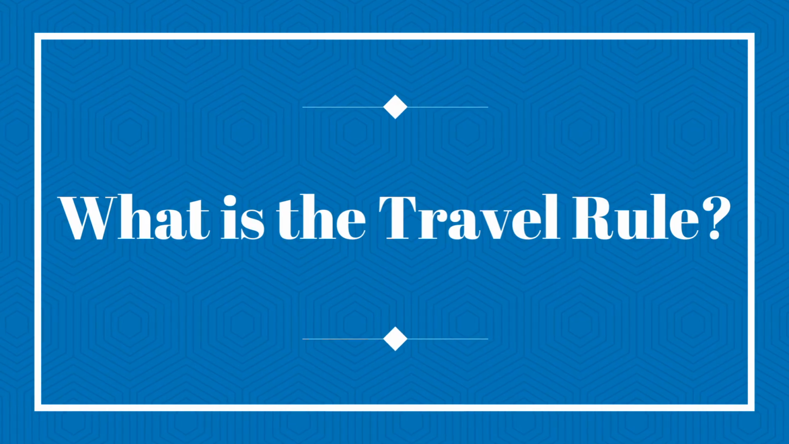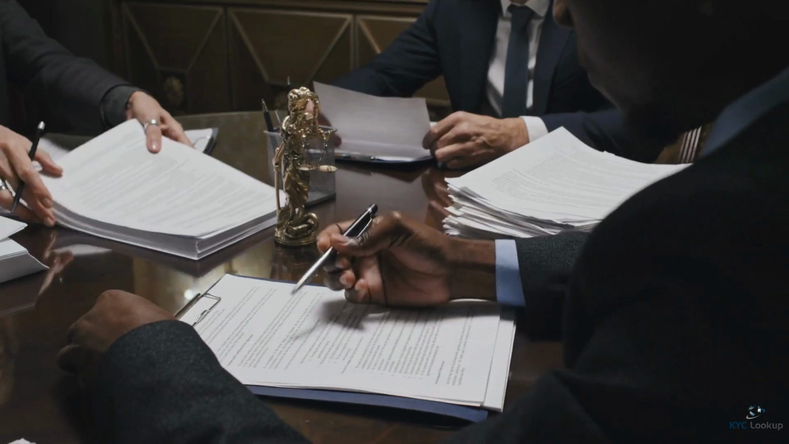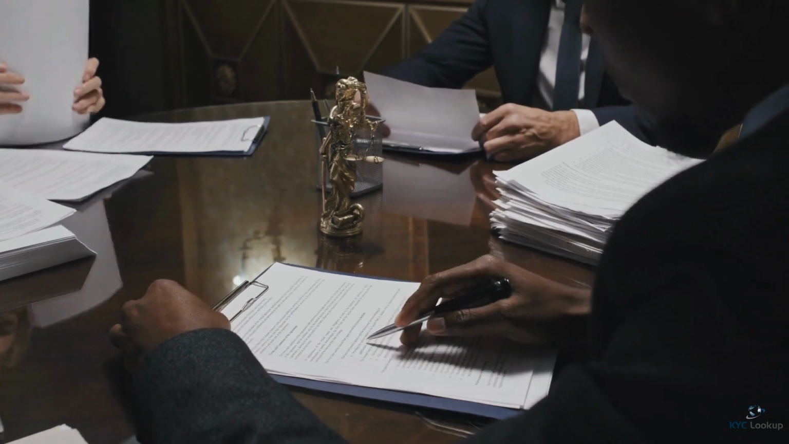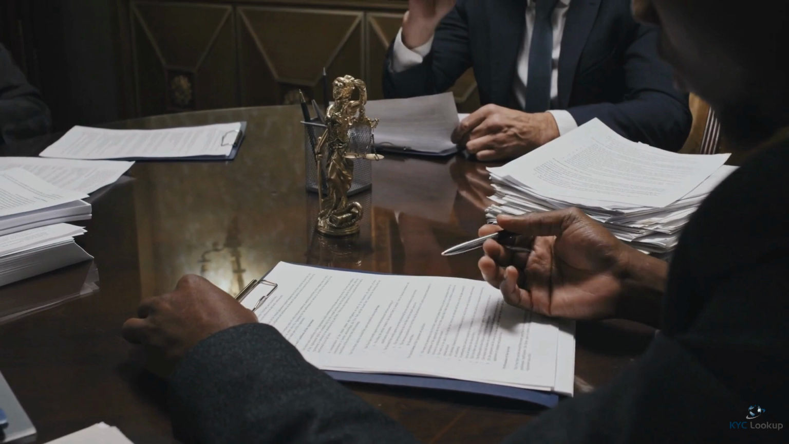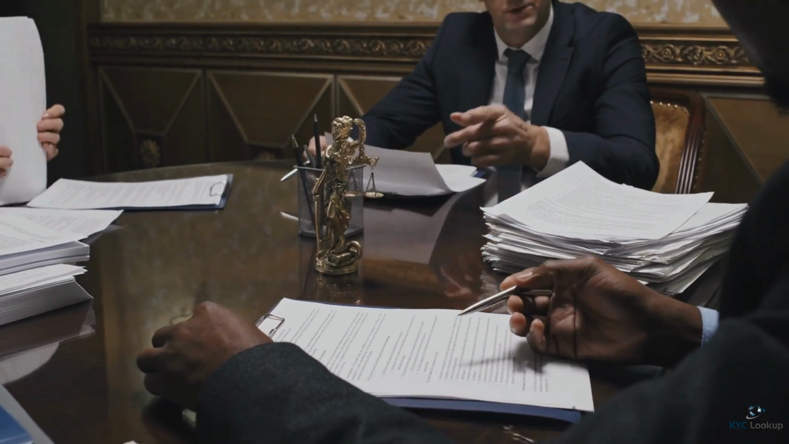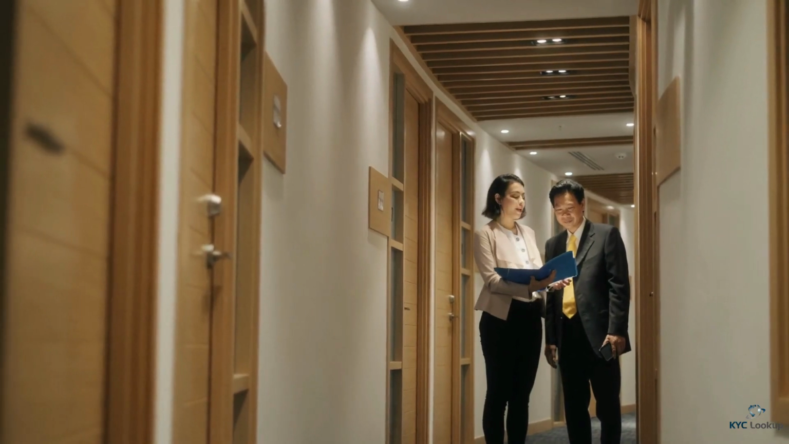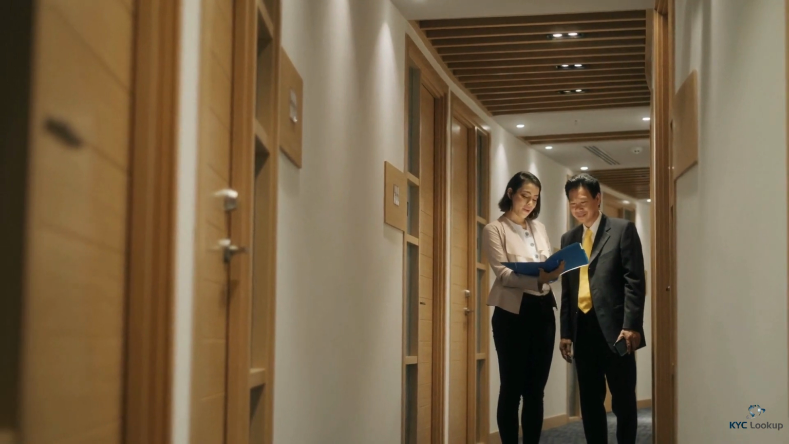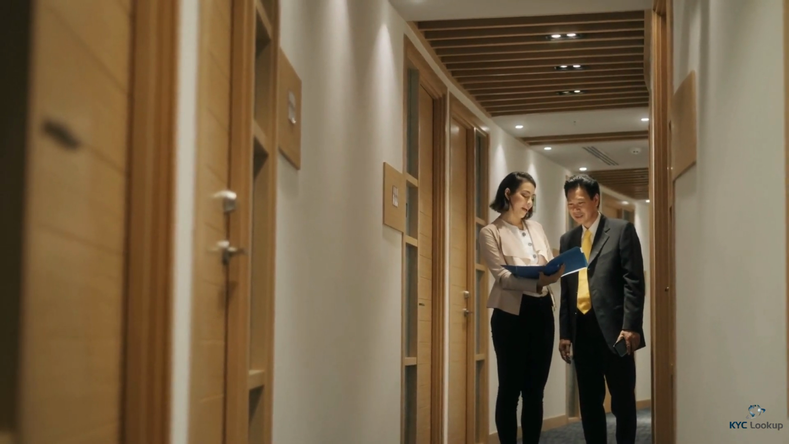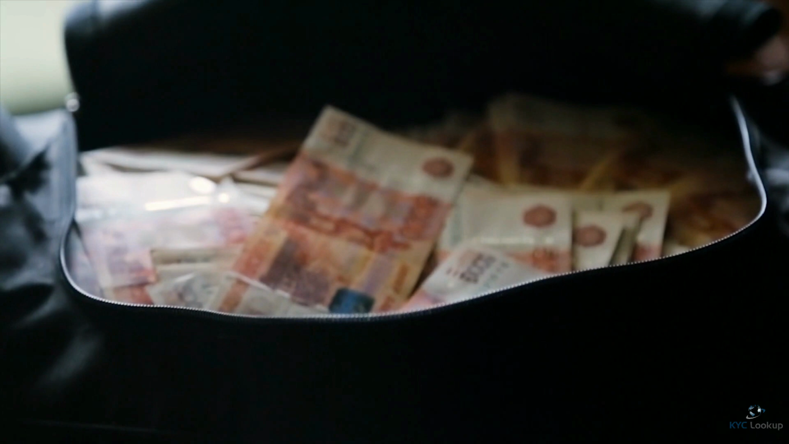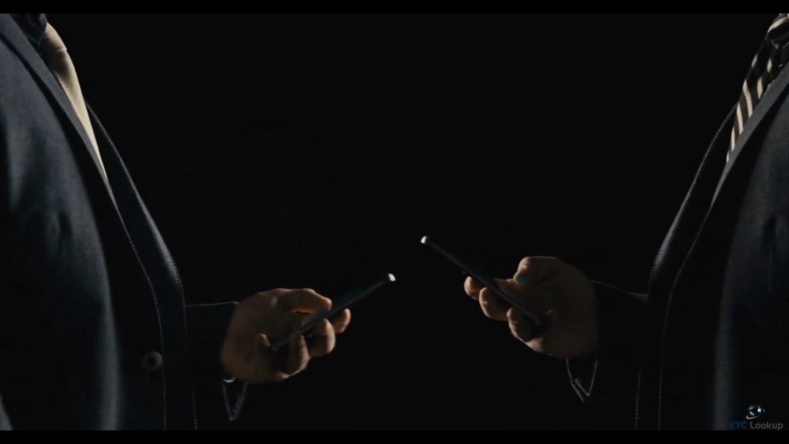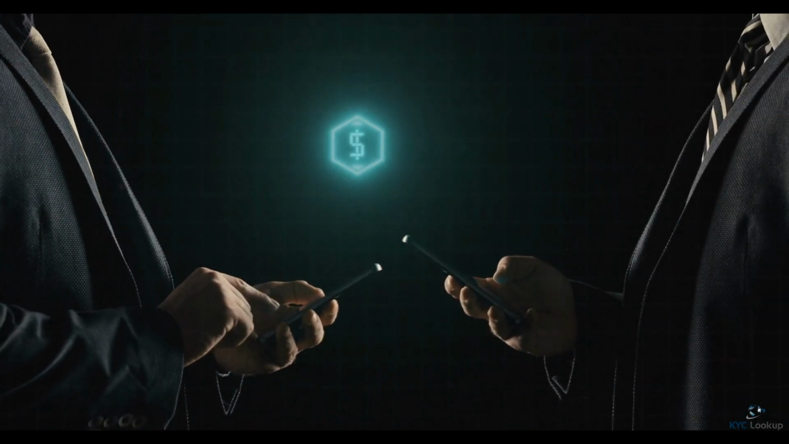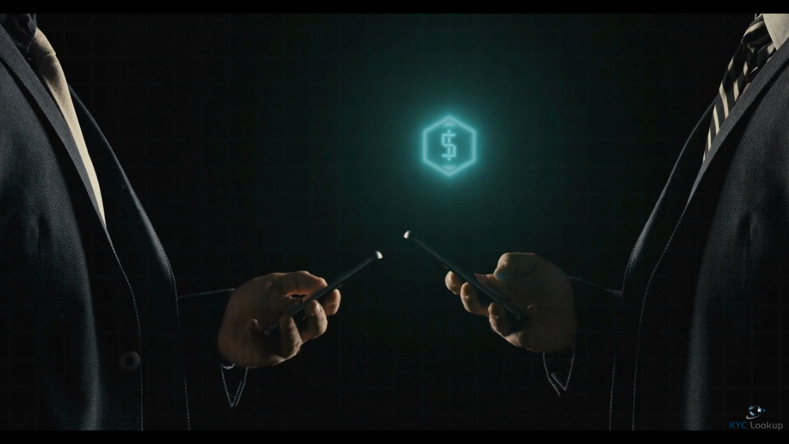What is the Travel Rule? The Travel Rule is a regulatory requirement designed to combat money laundering, terrorist financing, and other illicit financial activities. It was initially introduced in the United States as part of the Bank Secrecy Act, BSA. Over time, it has found its place in anti-money laundering (AML) regulations globally. The rule's primary objective is to enhance transparency and traceability in financial transactions.